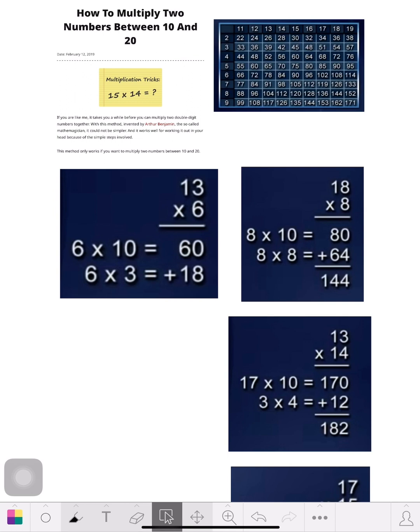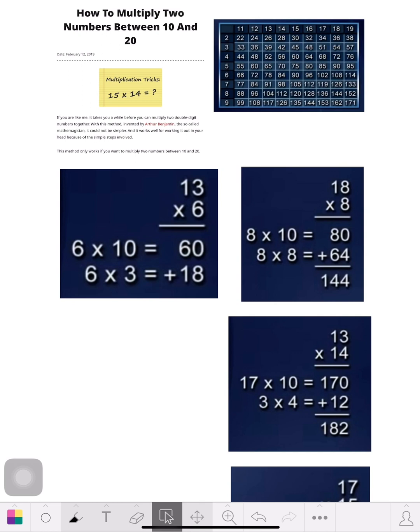What I have today is a little lecture on how to multiply two numbers between 10 and 20. Of course, we all learned the 1 to 10 table. Now, let's look at how this can be done on the 10 to 20. I end a lot of my videos by saying math can be fun. And after you watch this, you're going to say, wow, it can be fun.